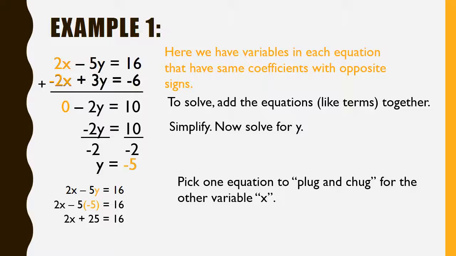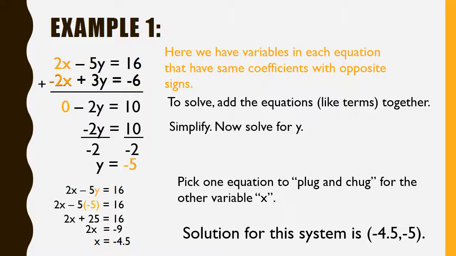Remember, minus 5 times a negative 5 is a positive 25. And of course, that still equals the 16. Next step, get rid of the 25. Subtract 25 from both sides, we get 2x equals negative 9. And finally, divide by 2. So x would equal negative 4.5. So the solution for this system is (negative 4.5, negative 5).